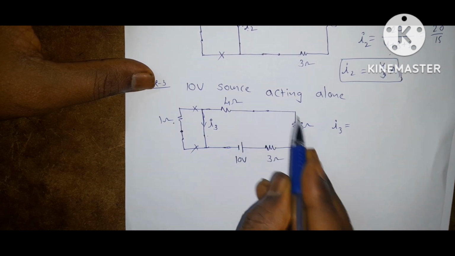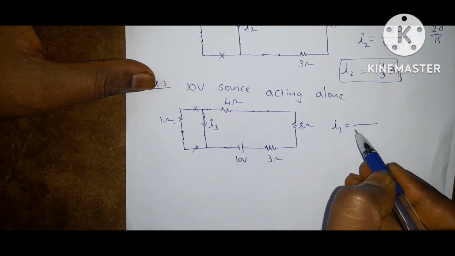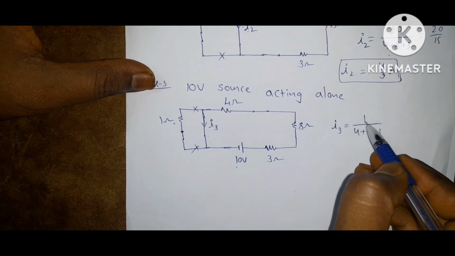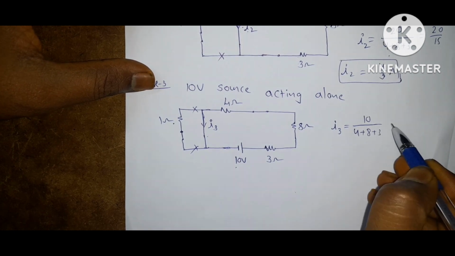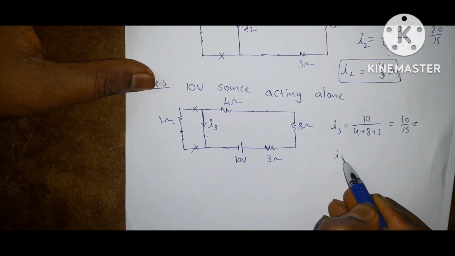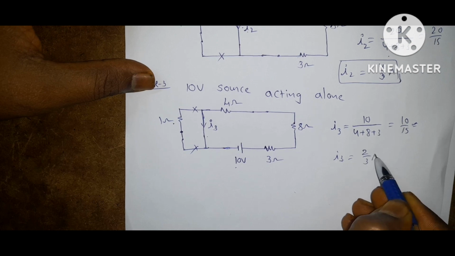So I3 is equal to, all these three resistors are connected in series. Equivalent is 4 plus 8 plus 3. So what is the voltage? 10 volts. V by R equivalent. So you will get 10 by 15. So I3 is 2 by 3 amps.